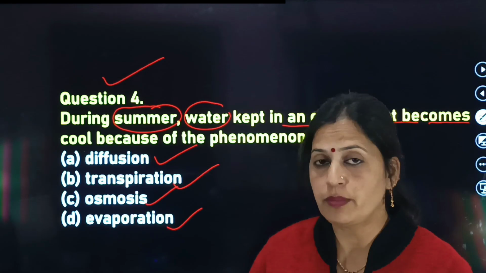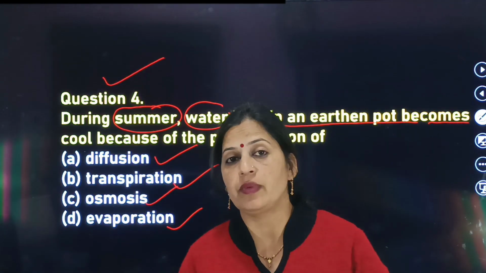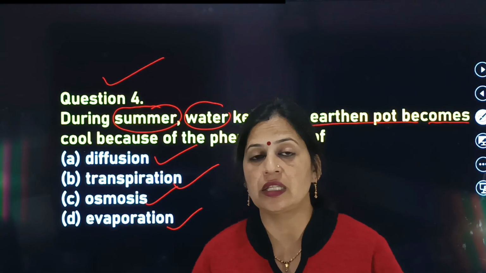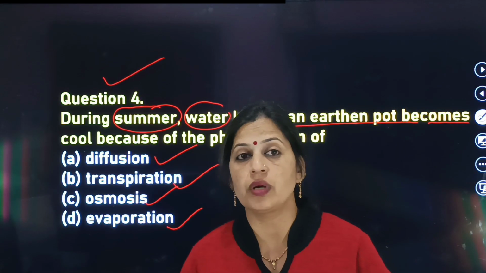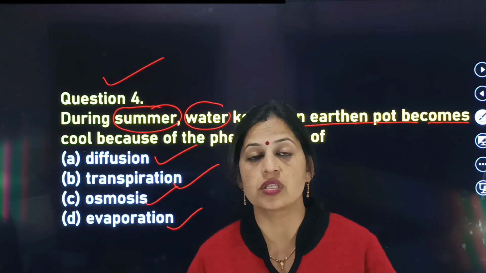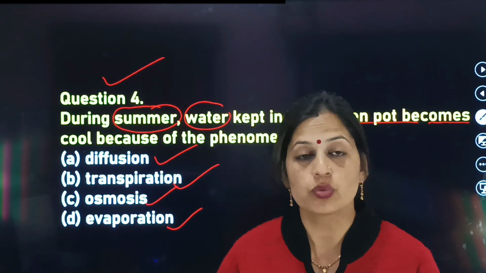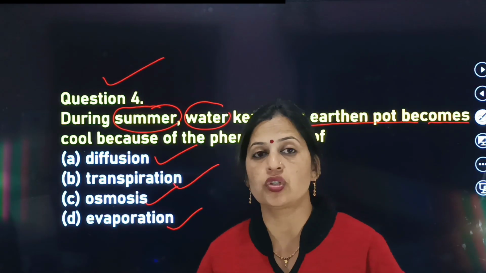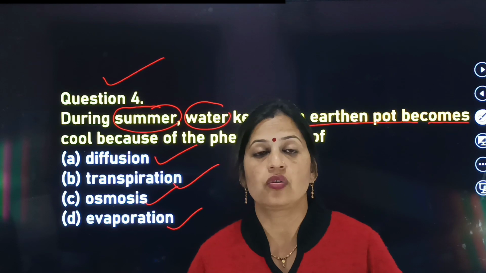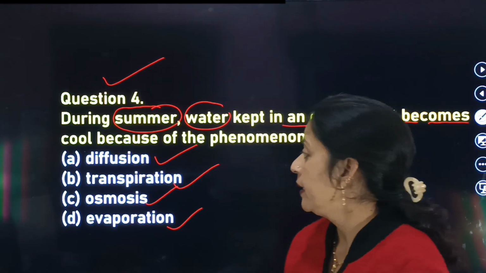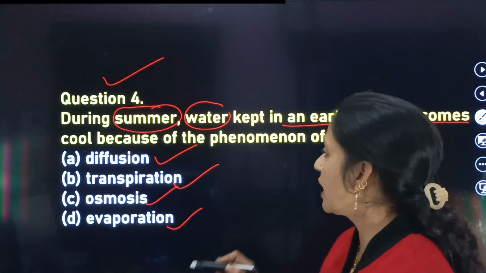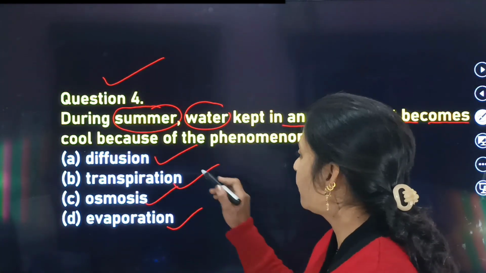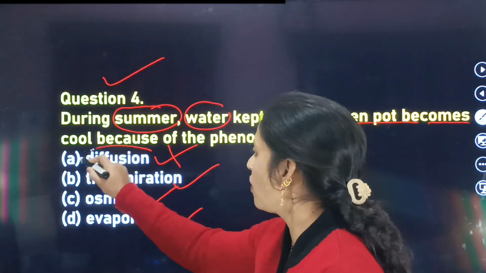तो इंट्रोडक्शन जब मैंने दी थी तो उसमें भी थोड़ा सा डिस्कस किया था मैंने कि इवेपोरेशन से कूलिंग होती है, लेकिन यह बॉइलिंग की वजह से नहीं होती. So during summer, water kept in an earthen pot becomes cool not because of the phenomenon of diffusion. This is the wrong statement.